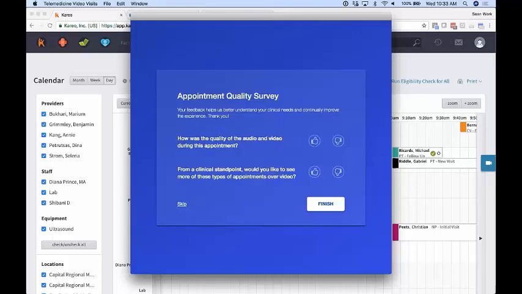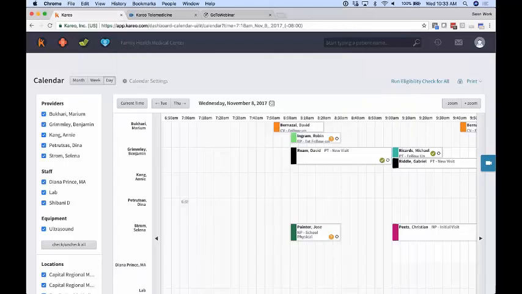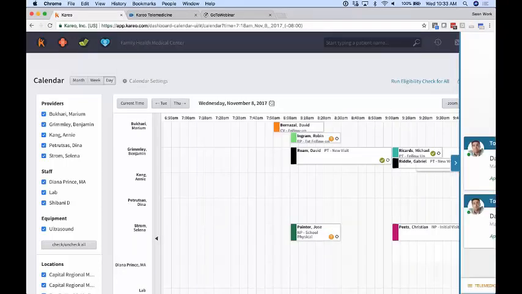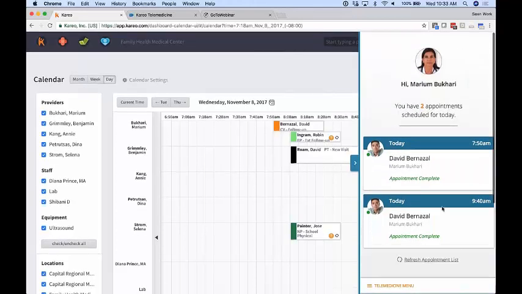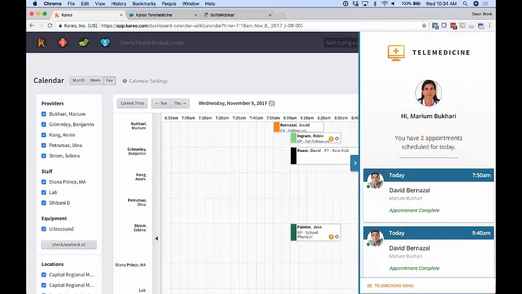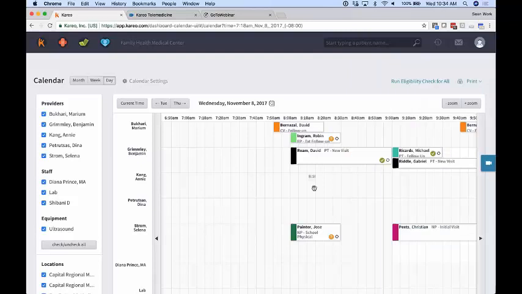And then the final step is the appointment quality survey that I mentioned earlier. A couple of questions for the provider, asking them for some feedback about the visit. They'll answer those questions, and that completes it. So at this point, they're brought back into Kareo. If there is another appointment, we'd slide out the telemedicine sidebar, and we could move into that. Of course, here you can see we don't have any more on the calendar at this point, just as you would for a normal in-office appointment.